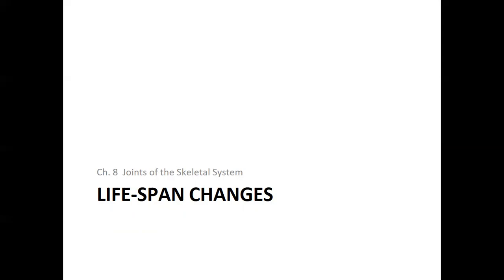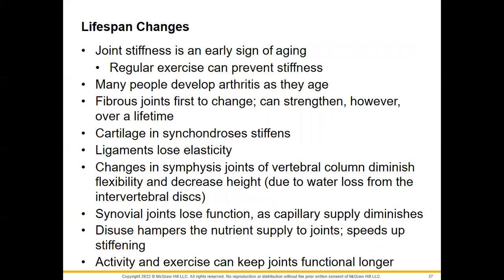synovial membranes. Now, let's talk a little bit about how your joints change over the course of your life. So one of the things to keep in mind is that joint stiffness is an early sign of aging. The more you can keep your joints flexible, the more you can keep your muscles flexible, the more you can decrease those early signs of aging. You can stay more youthful because you've actively prevented stiffness in your joints. One of my instructors used to always say, motion is lotion.